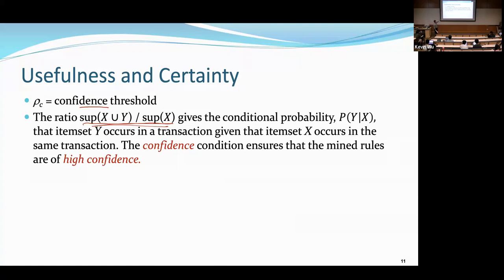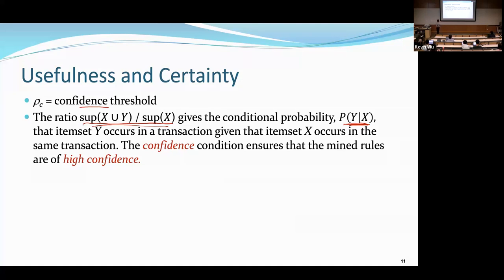Now, how do we interpret this ratio? This essentially can be interpreted as the conditional probability of Y given X. That is to say, if X occurs in a transaction, that is, if the items mentioned in the item set X appear in a transaction, what is the conditional probability that those items mentioned in Y, which is the consequence of the rule, also occur in the same transaction? So this ratio gives us the conditional probability. And obviously we want this conditional probability to be high, so that we are more confident in the implication, that is, in the likelihood that the implication is true.